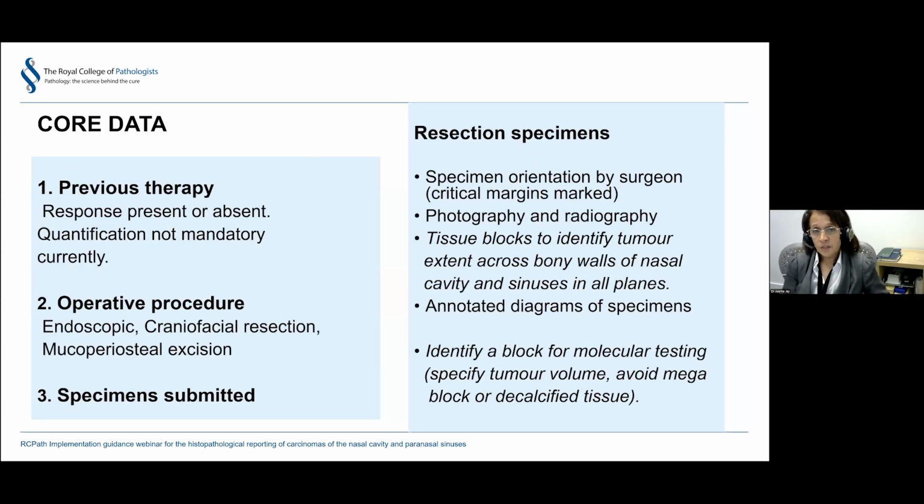So the first three items of core data, as I said before, the previous therapy, operative procedure, and specimens submitted, should be provided ideally in the clinical resection request form. Regarding the previous therapy, some of these cases, for example undifferentiated carcinomas, may have neoadjuvant chemoradiotherapy, in most cases to shrink the size of the tumor. So if you do have resections for that, we have to evaluate whether there's a response to the therapy, and we don't necessarily need to quantify it. It's not currently considered mandatory, but we should have a note on what the response is and what type of response.